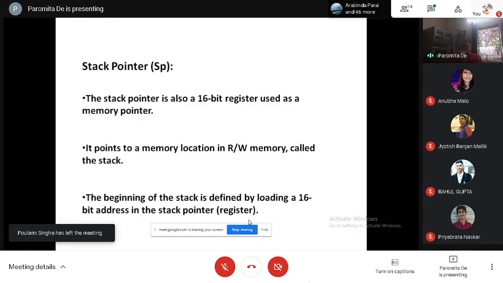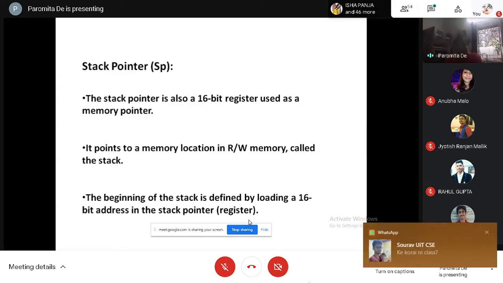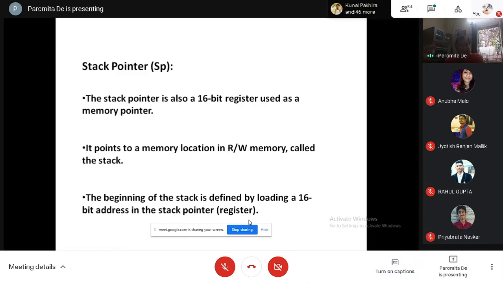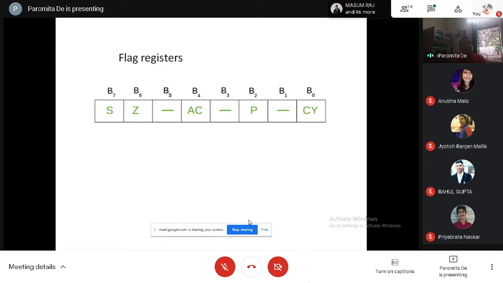Now we also saw there is a stack pointer. This is a 16-bit register used as a memory pointer. It points to a memory location in the read-write memory called the stack. The beginning of the stack is defined by loading a 16-bit address into the stack pointer. So I will say, okay, I want this memory location from, say, FFFF, and then I will start my program from that particular memory location. Whatever operations have to be done, whatever instruction or data has to be stored will start from that memory location. And the stack pointer does exactly that.